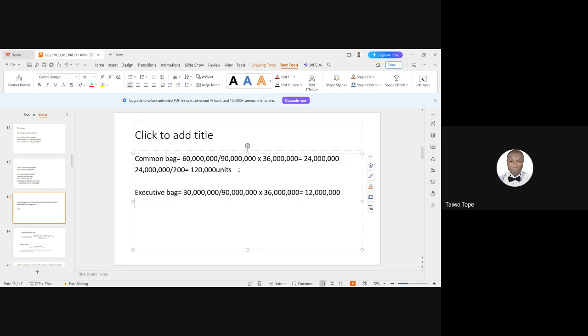So if this is my break-even point in sales, and I'm selling one executive bag at 300, how many executive bags will I sell to get 12 million? I'll divide 12 million by 300. And that will be what?